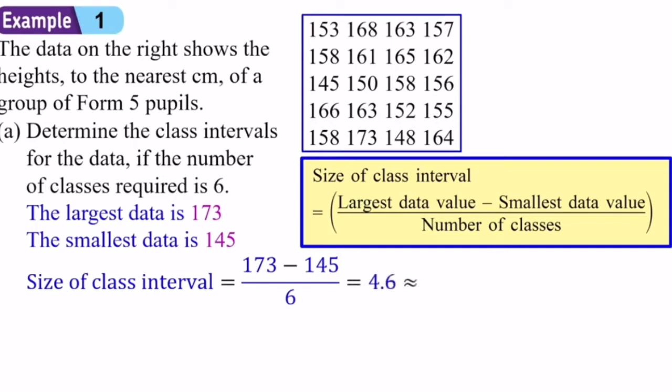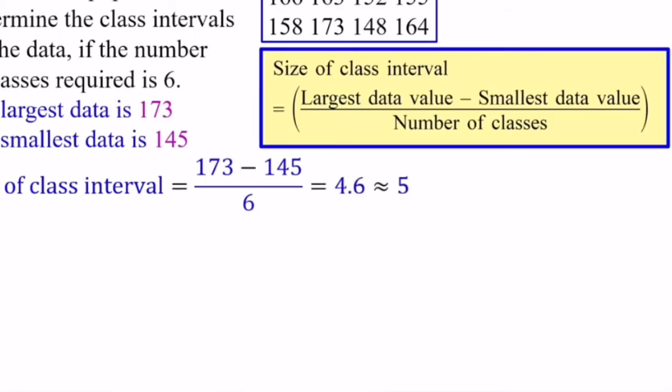Normally we prefer 5 or 10, the figure which looks very systematic. It can be 2, no problem, but normally we round off to the nearest integer. If you press your calculator you got 4.6, right? So we round up to 5. That means our size of the class interval is 5. That is very important for you to determine the size of the class. Then only you can form the class interval.